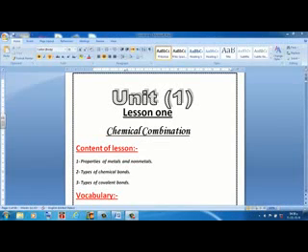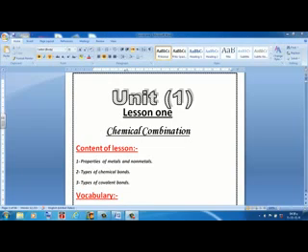Today we have Unit 1, Lesson 1, Chemical Combination. Before starting the lesson, we have to know what the lesson is about. The lesson is about: number 1, properties of metals and nonmetals. Number 2, types of chemical bonds. Number 3, types of covalent bonds.